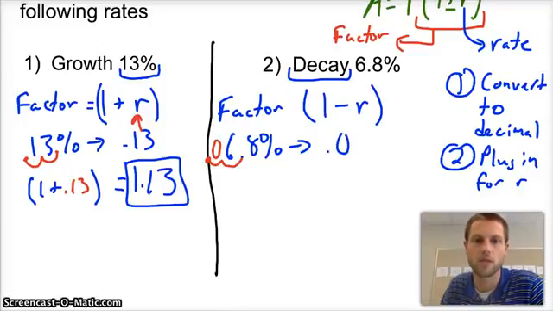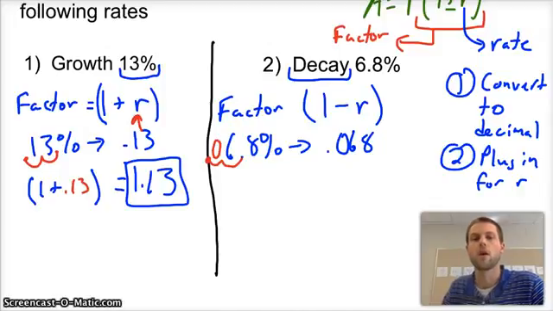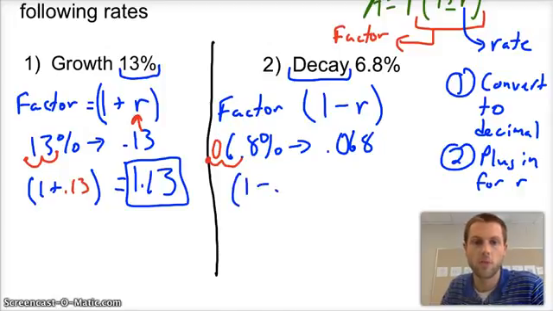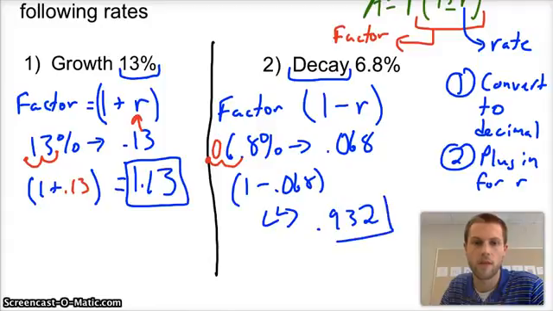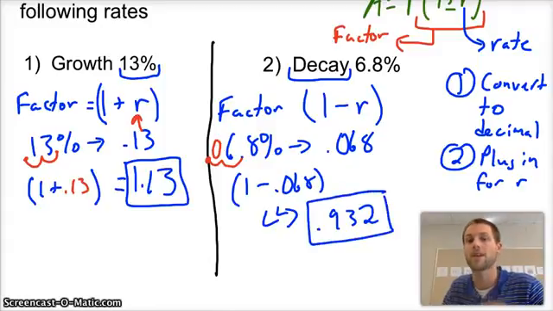0.068. Once I have that decimal, I'm going to use my formula here, 1 minus 0.068, put it all together, and I think you're getting out a 0.932. That is my growth, or rather my decay factor, since this is less than 1.